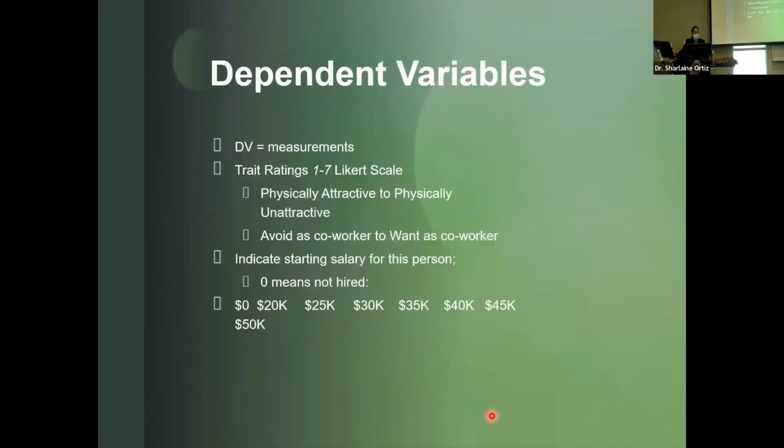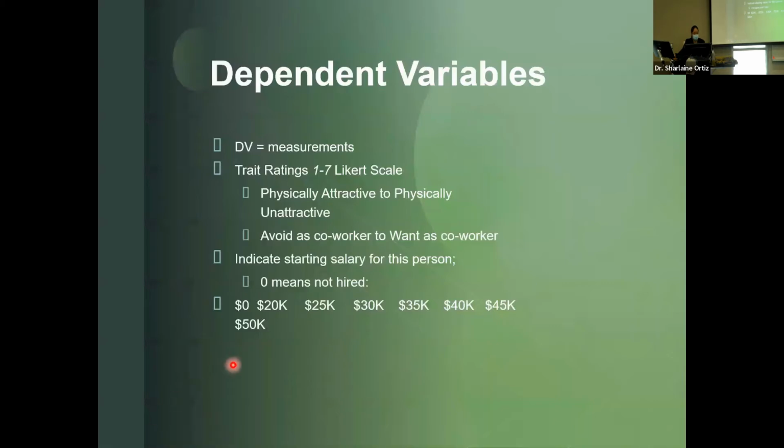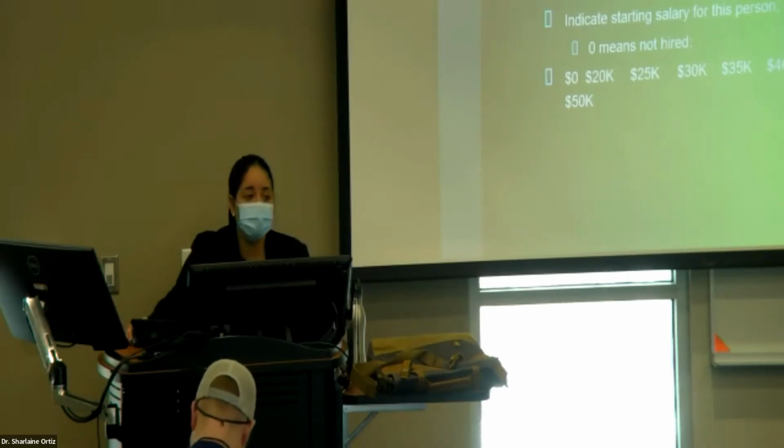Let's look at the dependent variables. As I noted earlier, if we go back to our previous slide, I mentioned it was multifactorial, meaning that we have two independent variables, which were the face attractiveness and the notes, and then we have three dependent variables. Notice that these three dependent variables will depend upon the control and manipulation of that independent. So let's look at our three dependent variables. In regards to a dependent variable, who can tell me what a dependent variable is? Yes, sir.